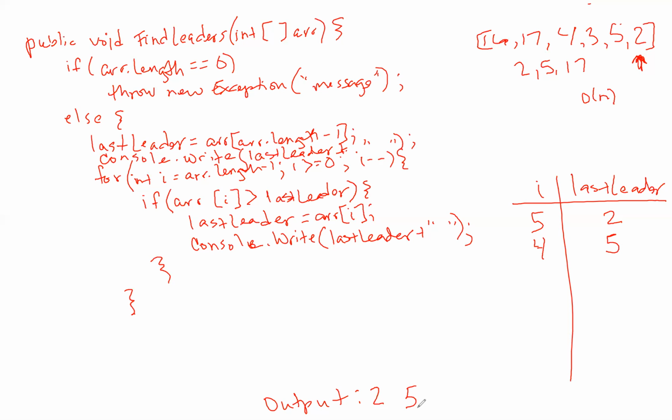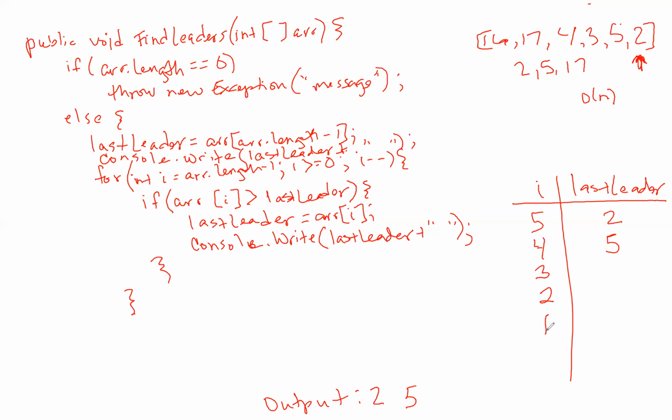And then we go back through i minus minus. We've got 3. So if array at 3, which is the number 3, is greater than lastLeader, which is 5, it's not. So then we go through i minus minus. i is now 2. 2 is greater than 0. And then we're looking at array at i, so that's 4. Is 4 greater than lastLeader, which is 5? It's not. So we go through i minus minus, and 1 is still greater than 0.